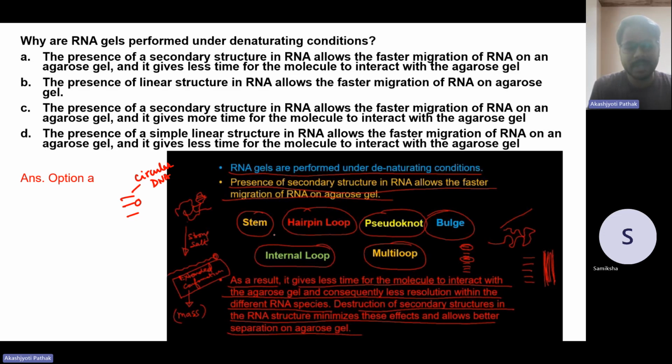So what are the different secondary structures? They are stem, hairpin loop, as you have seen in the structure of tRNA. They assume different 3D structures, secondary and tertiary, because of complementary regions. They can form hairpin loop, pseudoknot, bulge, internal loop, multi-loop. All these give less time for the molecule to interact with the agarose gel and consequently less resolution between the different RNA species. So destruction of the secondary structure minimizes these effects and allows better separation on agarose gel. Okay, so these are easy questions, right?